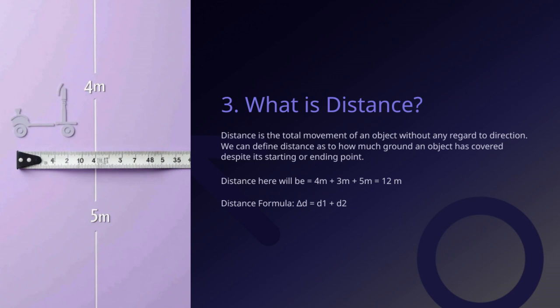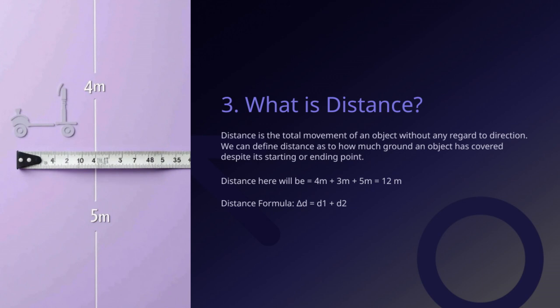In this example, the total distance traveled is 4 meters plus 3 meters plus 5 meters, which adds up to 12 meters. Now, it's important to remember that distance here refers to the total movement of an object, regardless of the direction it moves in. It simply measures how much ground the object has covered from start to finish.